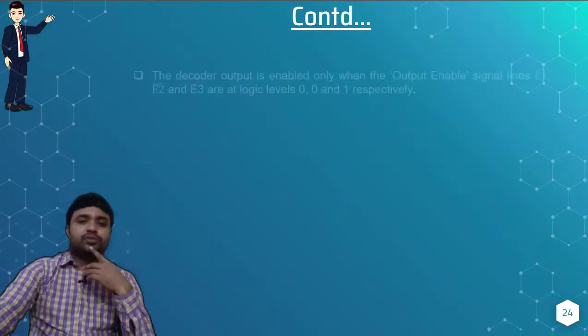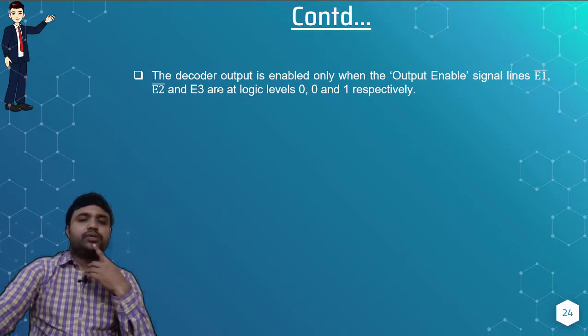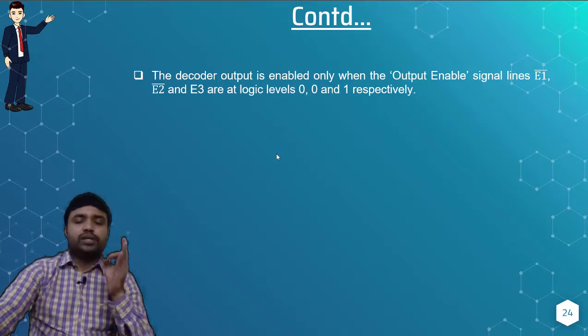Okay, so the decoder output is enabled only when the output enable signals E1 bar, E2 bar, and E3 are at logic levels 0, 0, 1. That means the bar that is being placed for any alphabet or for any combinations is considered to be an active low signal. Okay, that means so what value that you are going to assign for that concerned state will automatically be reversed. Okay, so here we are considering 001. Automatically the value is 111. Then only the decoder operation will be done.